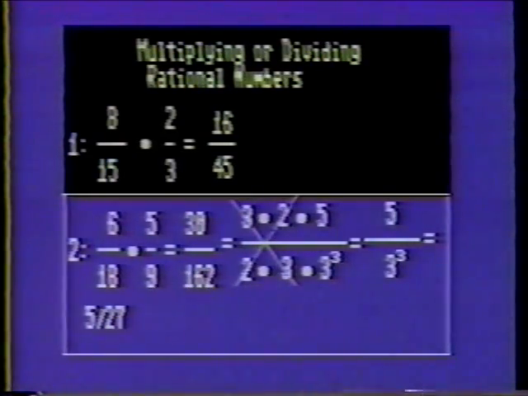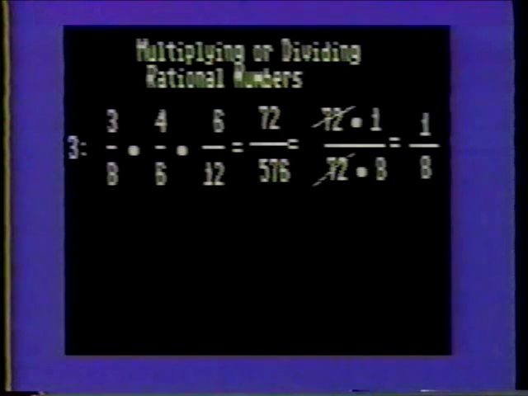To further simplify this problem, break the numerator and the denominator into their simplest form. For example, this problem can be further simplified because 3 times 2 times 5 is 30, and 2 times 3 times 3 cubed is 162. Since the numerator and the denominator contain like numbers, 2 and 3, they can be canceled out. Now we are left with 5 divided by 3 cubed, which is 5/27.